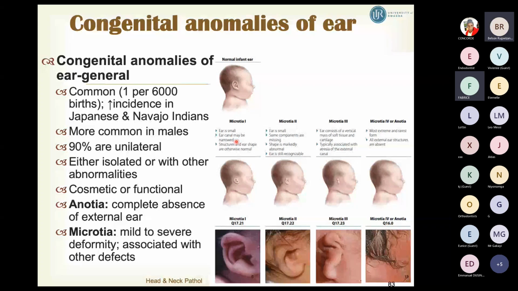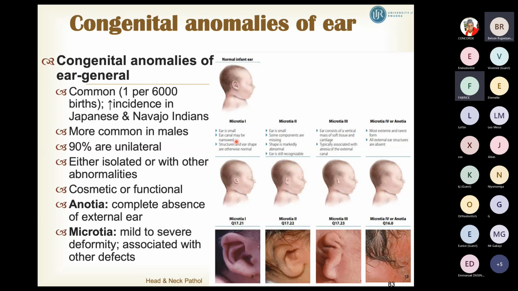So we have congenital anomalies of the ear. In general, it affects 1/6,000 births, and incidence is higher in Japanese and Indian, called Navajo. So, okay, don't know the reason. Japanese, is it related to the atomic bombs and so on? Maybe. So it is more common in males, 90% are unilateral, so some are bilateral. So they can be isolated or associated with the other abnormalities, Munsa syndrome, trisomy 28, I must say.